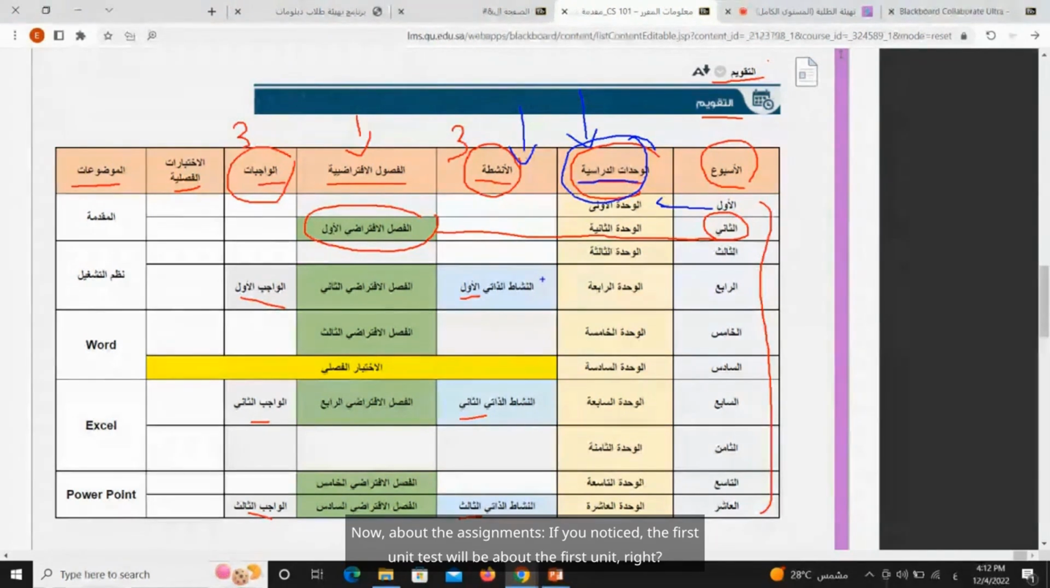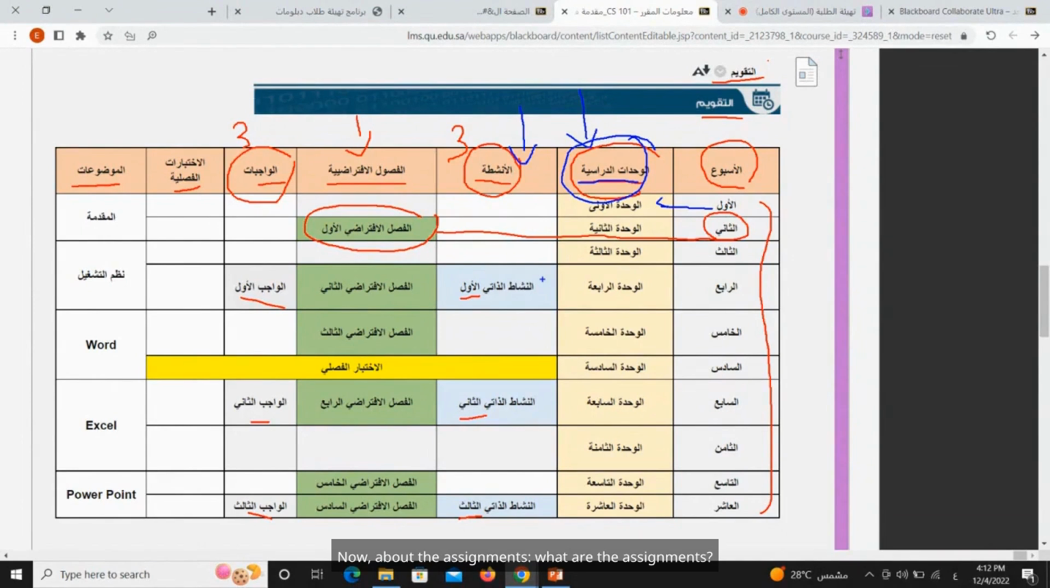Now, about the assignments, if you noticed, the first unit test will be about the first unit, right? The second unit test will be about the second unit, and the third unit test about the third. After you watch the video, and you can watch it once, twice, 3 times, 4 times, or 10 times, as you please, and feel reassured that things are okay, there is a simple test under the video, a test on the activity. Open the test and solve it. Okay, you got a quarter of a degree out of a degree. Retake the test. Don't let the grade slip away.